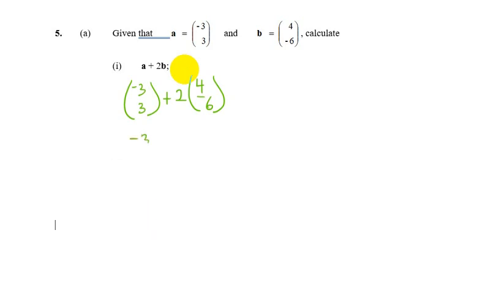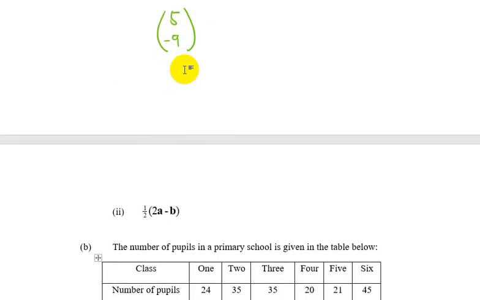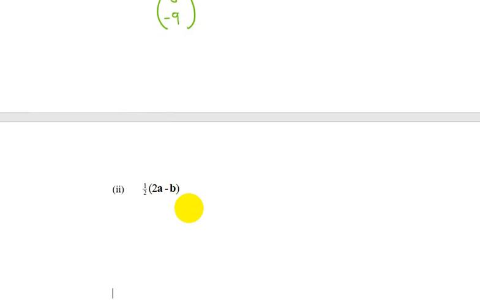Then what are we getting? So we are going to get minus 3 close the bracket, plus 2 times 4 gives us 8. 2 times this will give me minus 12, like that. Now we add minus 3 plus 8 will give us 5, and 3 plus minus 12 will give us minus 9. So that will be for the (i). Now the (ii), let's go to the (ii) and look at it. Now for the (ii), we are saying that it's what?